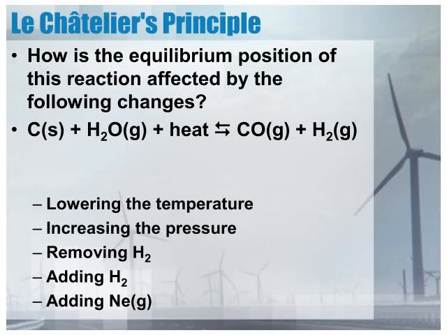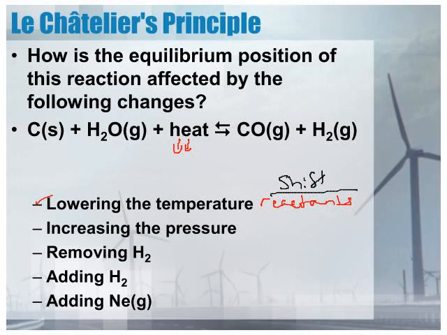So let's do some quick practice. Okay, if we lower the temperature here, that means that we're removing the heat, and what's going to happen is the reaction is going to shift to the reactant side. So let's shift up here, meaning that it is going to try and replace that heat that is removed from it.